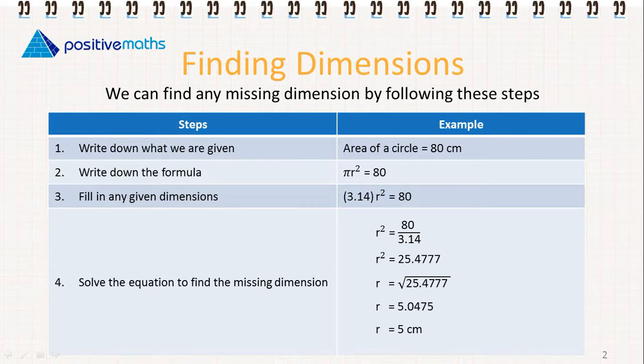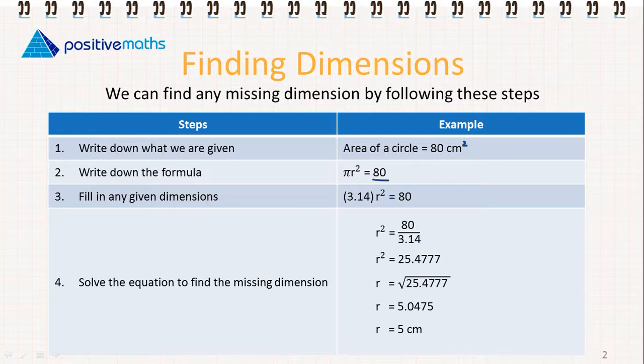Step number 1, we need to write down what we are given. On the right we'll just go through an example. Let's say in one question we're given the area of a circle to be 80 centimeters squared. We write down the formula for the information that we're given. The formula for the area of a circle is pi r squared, and we let this be equal to the value that we're given, so equals 80.